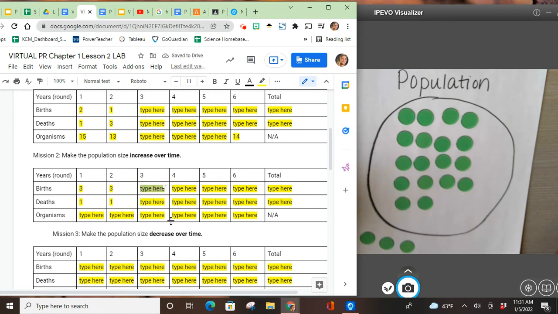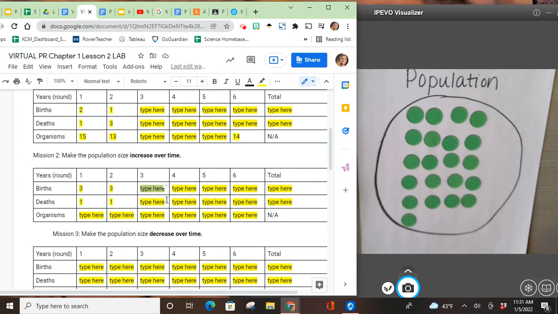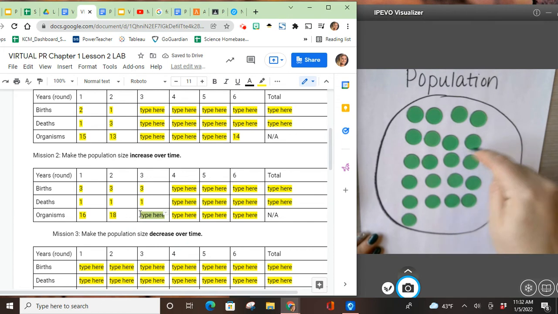Okay, what about year 3? Let's give it another 3 births. Oh, we forgot to count how many total. Oops. All right, so if we added 3 minus 1, we actually added 2, so this should be 16, and this should be 18. Okay, so year 3. Now let's see, how many births did we have? We had 3 births, we had 1 death, and we end up with, let's count, 4, 8, 12, 16, 21. 21 total species.